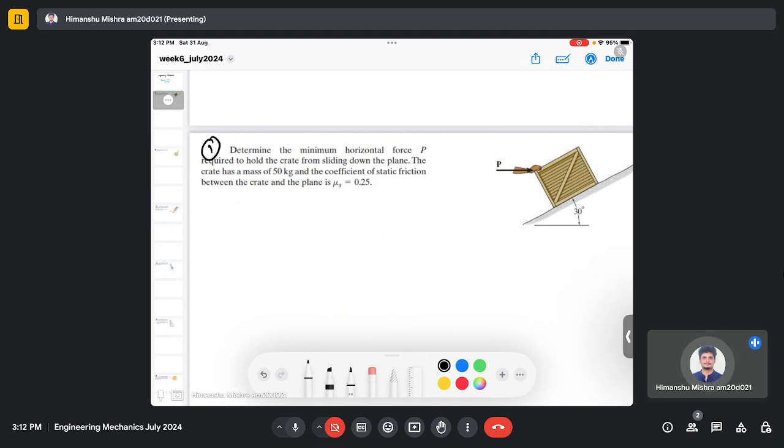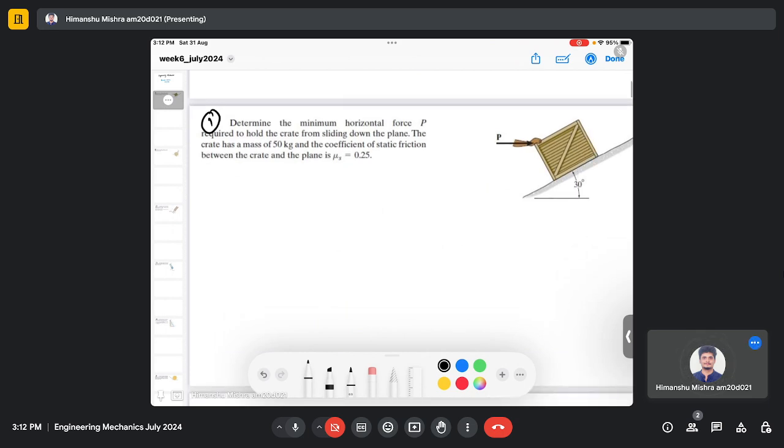Here we need to determine the minimum horizontal force P required to hold the crate from sliding down the plane. The crate has a mass 50 kg and the coefficient of static friction between the crate and the plane is mu s, which is 0.25. So we have been given the coefficient of static friction, and we need to find the minimum horizontal force required to hold this crate. So we want to avoid the motion of this crate, and the whole system is in equilibrium state.